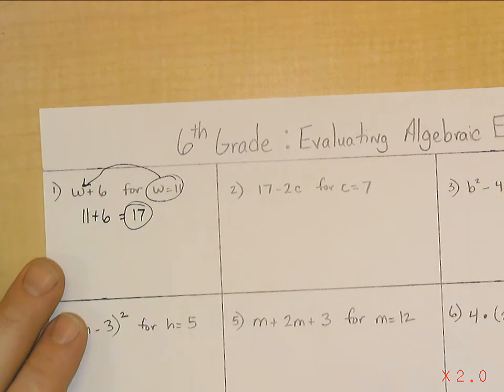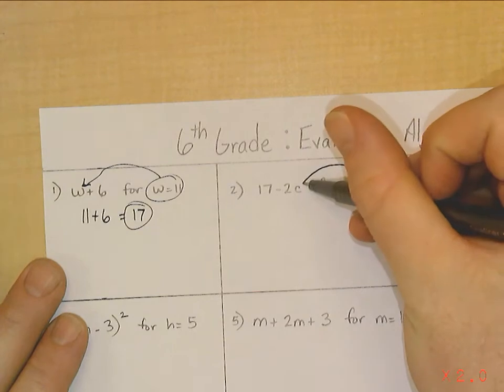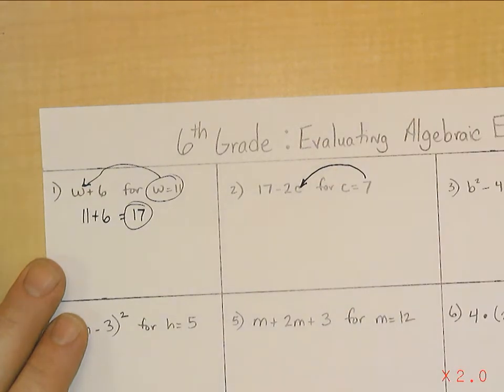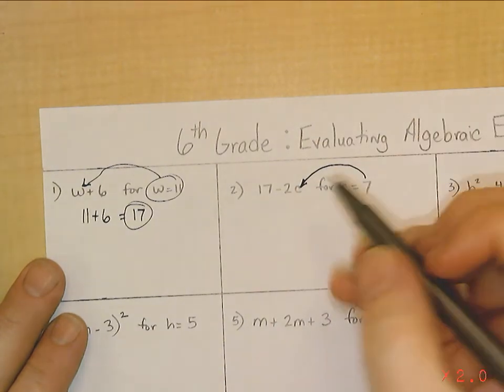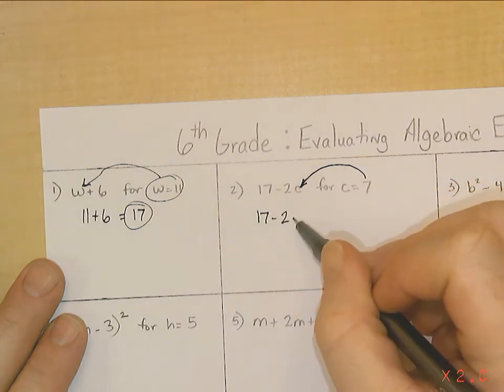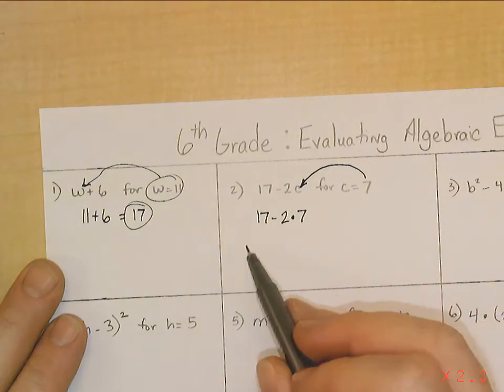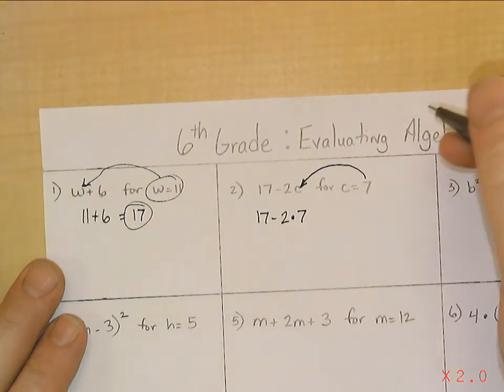Number 2, same thing. We're going to take c, which is 7. We're going to plug that back in here. Substitute back in for c. 2c just simply means 2 times c. So 17 minus 2 times c, or in this case, 2 times 7. We're going to multiply before we subtract. Remember the order of operations.